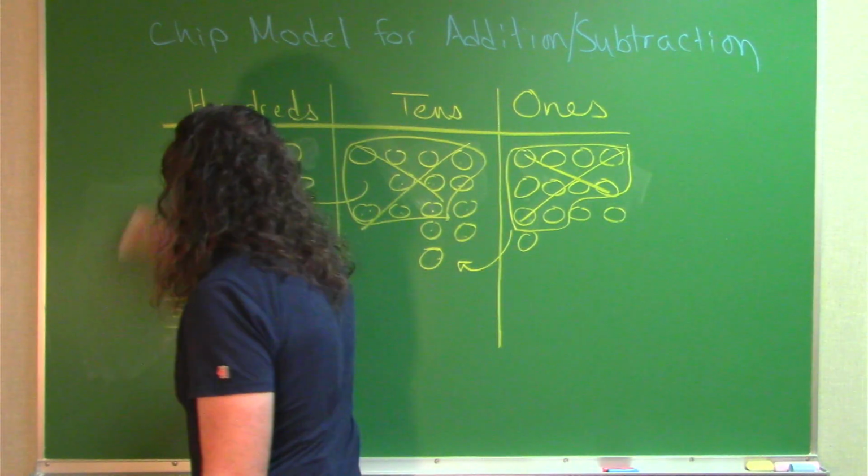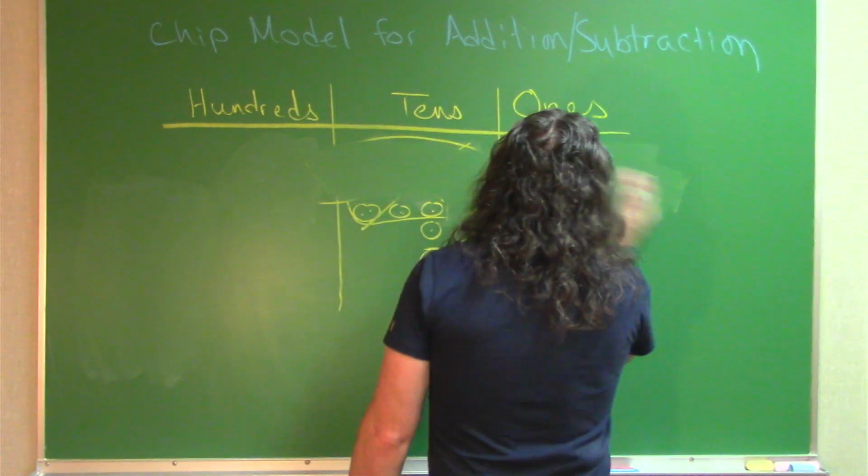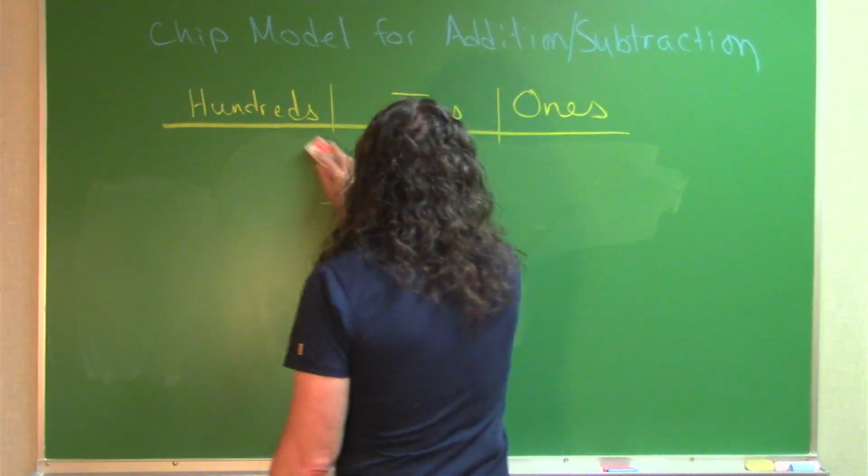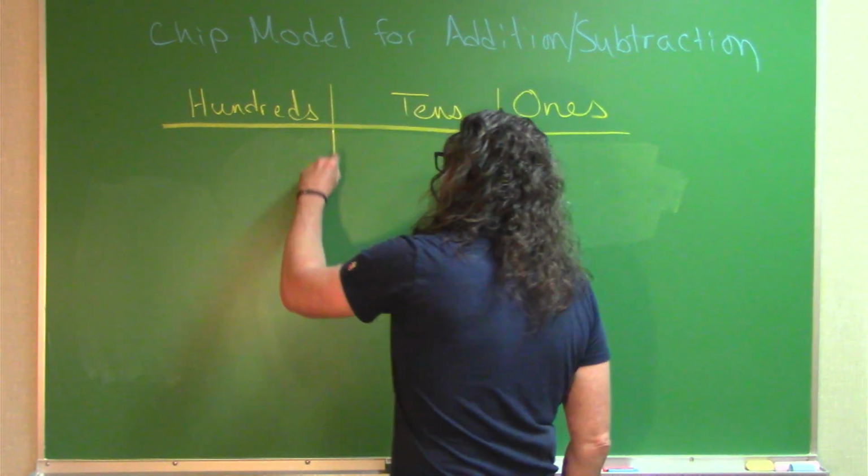And it's also fairly helpful as we get into subtraction. Of course, we're not going to be adding chips if we do subtraction in the chip model. We are going to be taking chips away.